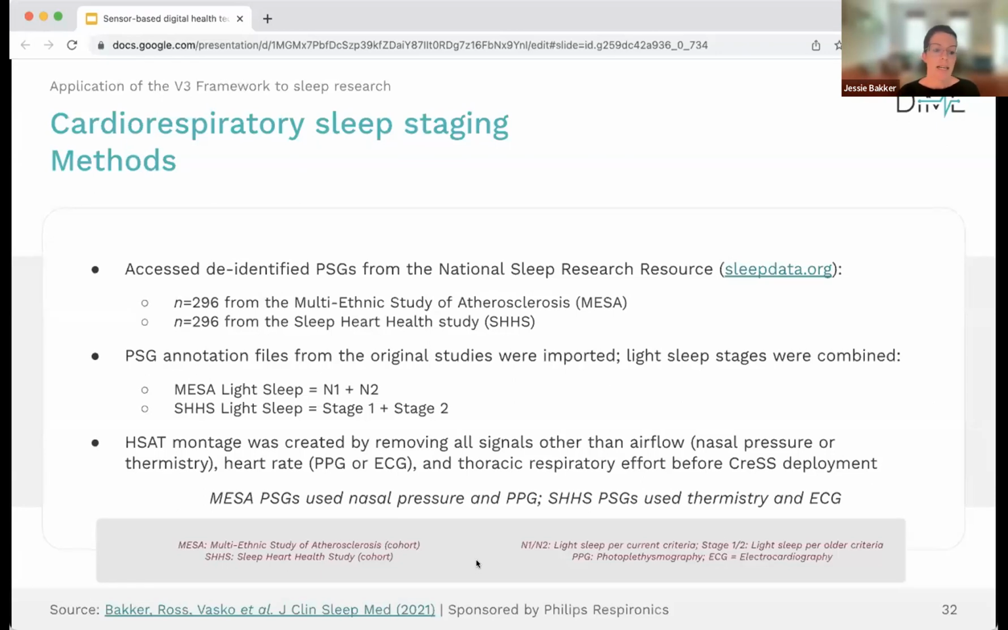The reason that we chose the MESA and Sleep Heart Health cohort studies, there were actually many reasons, but the two key reasons were, one, these were PSGs that were collected in the home setting. And two, more importantly, they used different airflow and heart rate signals. So MESA, for example, used a nasal pressure signal for airflow and a PPG signal for heart rate, whereas Sleep Heart Health used nasal thermistry for airflow and an ECG signal for heart rate. So we specifically wanted to test different input signals when we looked at algorithm performance.